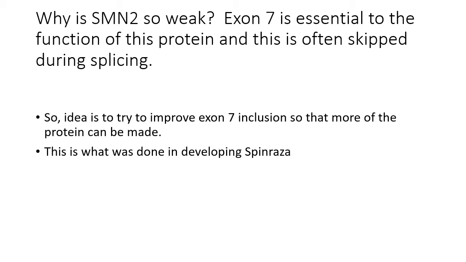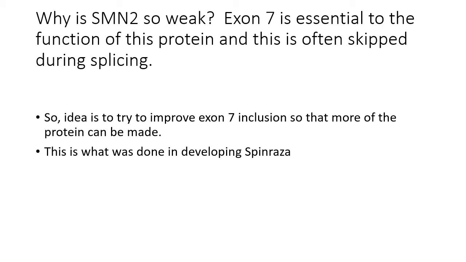Okay, so the question here is, why is SMN2 so weak? The protein coding region of the gene is actually exactly the same as SMN1 if you just look at the DNA sequence. But it turns out that exon 7 is often skipped during splicing, with the result that those amino acids are not present in the protein like they should be. And as a result, the protein and the RNA are both unstable and can't function.